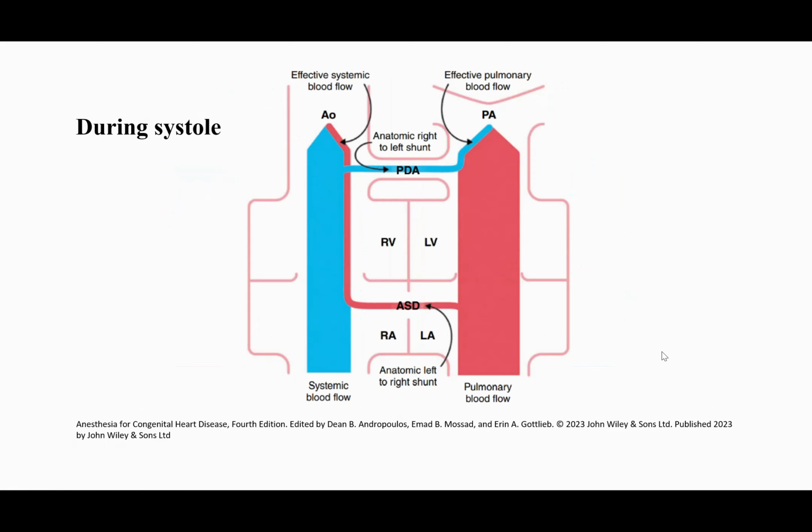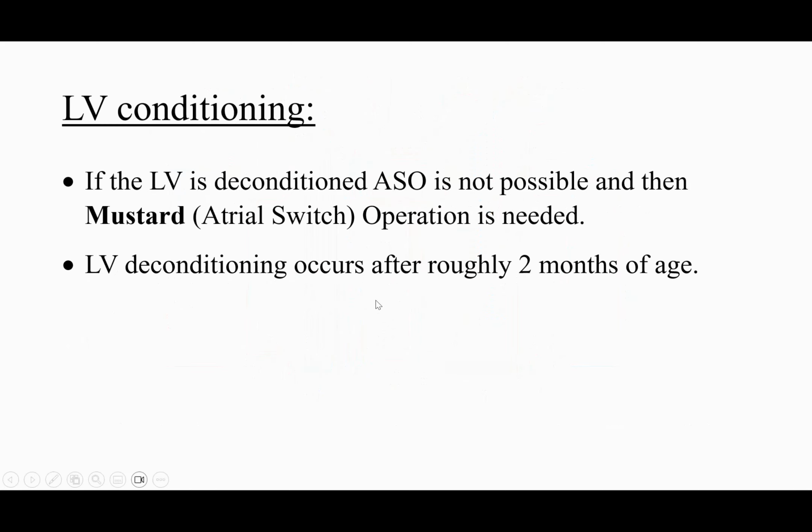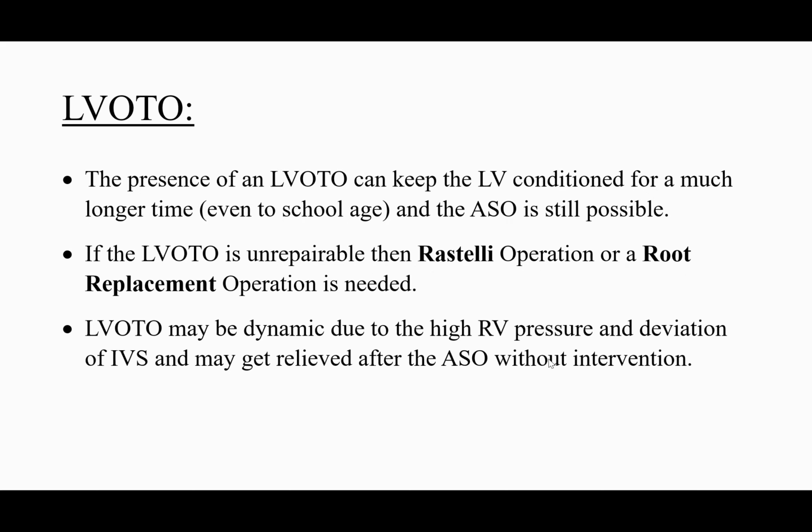Deconditioning occurs after roughly 2 months of age. But if there is no VSD, it may be less than 2 months. LVOT obstruction: the presence of an LVOT obstruction can keep the left ventricle conditioned for a much longer time, even to school age, and this switch is still possible because the left ventricle is exposed to a high afterload due to the stenosis. So the patient remains switchable for a long time.